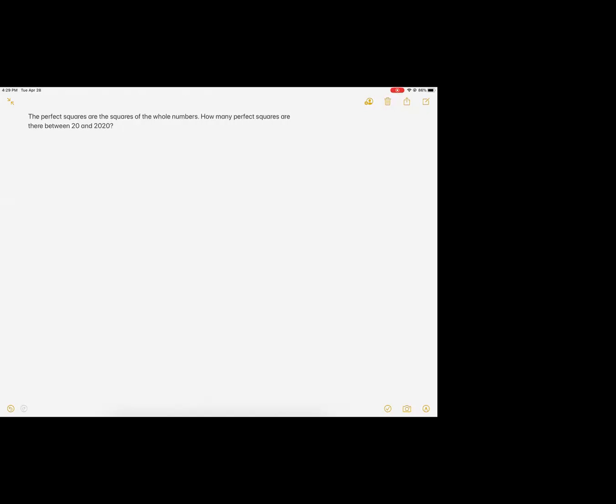So I knew that 4 squared is 16, so any number bigger than 4 would be in the range. Okay, so because we're looking for perfect squares between 20 and 2020, you look for the largest perfect square below 20, which will be 4 squared. Okay, keep going. And then I knew that 45 squared is 2025. Okay, so 45 squared is 2025.